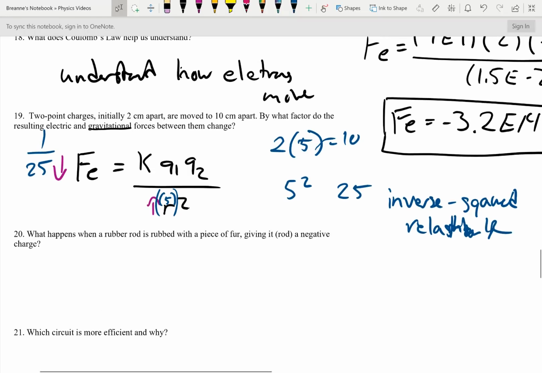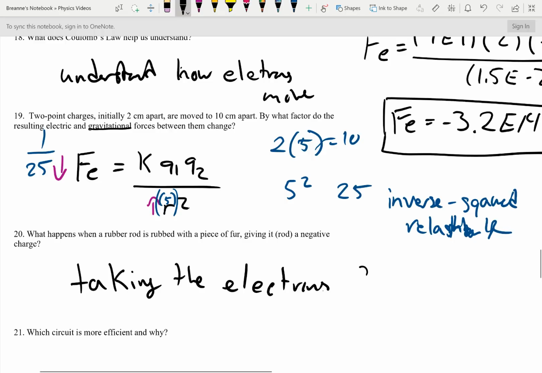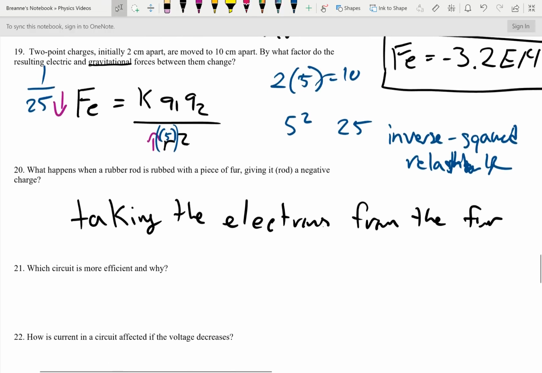So what happens when a rubber rod is rubbed with a piece of fur, giving the rod a negative charge? So it's pretty much taking the electrons. It's taking the electrons from the fur.